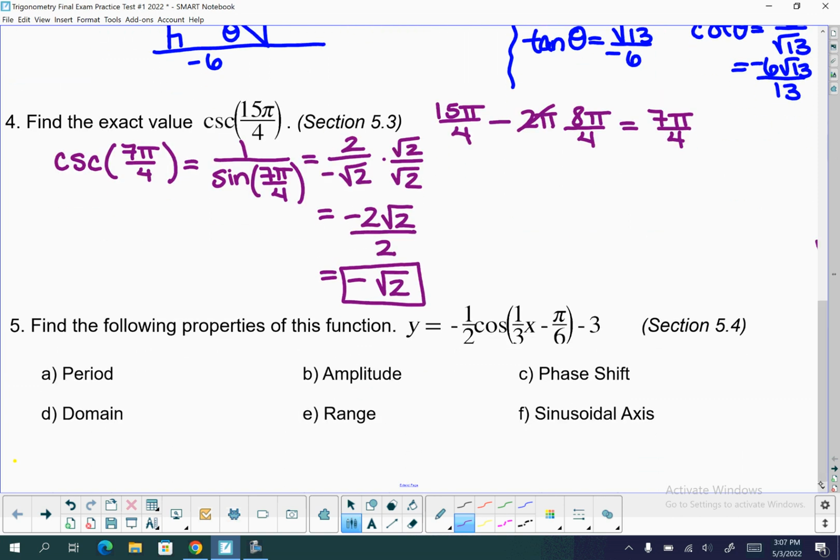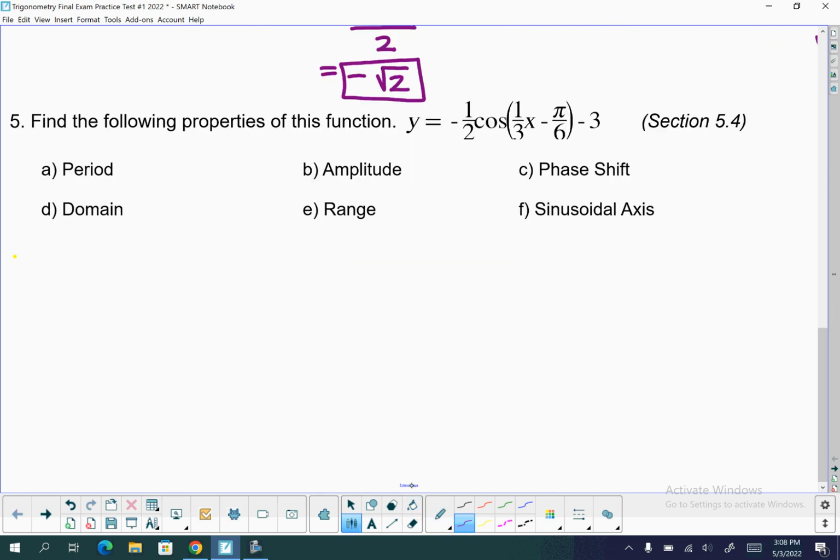Number 5, we are not graphing. We're just naming the properties of this trigonometric equation. To get the properties, I would suggest first making sure that your equation's in that standard form that we practiced. We don't want anything multiplied by our x, so that 1/3 I'm going to factor out. Dividing by a third is the same as multiplying by 3. So if you imagine multiplying both numbers in this parentheses by 3, we end up with x minus 3 pi over 6, or just pi over 2.